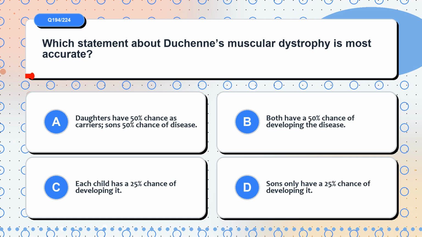Question 194. Which statement about Duchenne's muscular dystrophy is most accurate? Here are the options. Option A. Daughters have 50% chance as carriers, sons 50% chance of disease. Option B. Both have a 50% chance of developing the disease. Option C. Each child has a 25% chance of developing it. Option D. Sons only have a 25% chance of developing it.